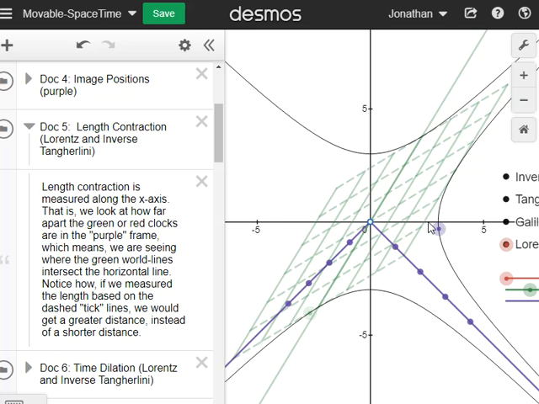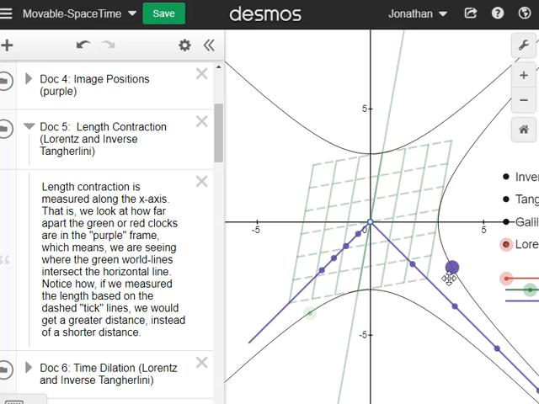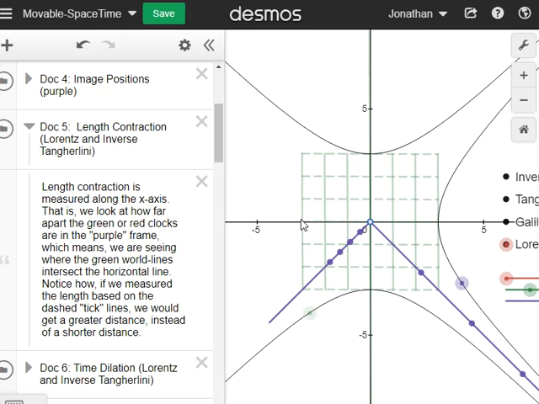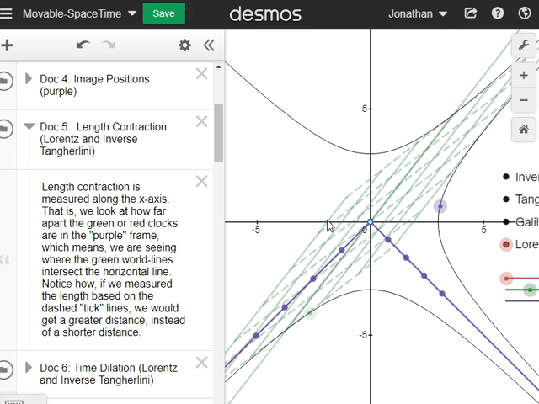So from here to here, notice, is shorter than it looks like from the green frame. Here's the green frame from here to here, and from another reference frame, it looks like that distance from here to here is shorter. We are seeing where the green world lines intersect the horizontal line. Notice if we measured the length on the dashed tick line, if we followed this tick line all the way over to here, and then followed that same tick line all the way over to here, you would get a much larger distance.